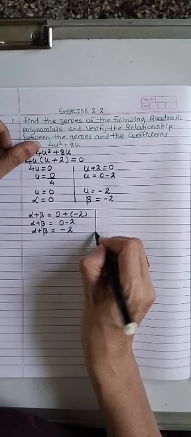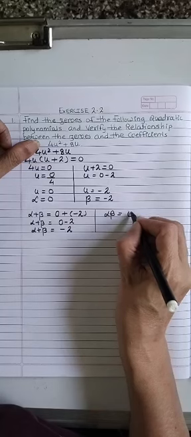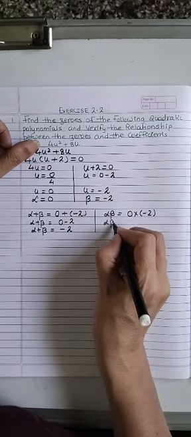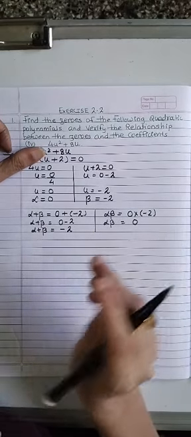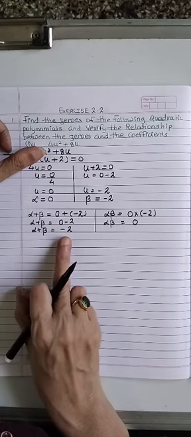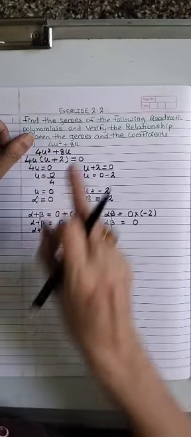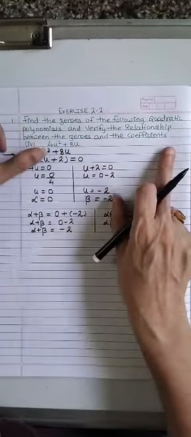Now we will find alpha beta. Alpha beta is equal to 0 into minus 2. Any number multiplied by 0 is 0. So alpha beta is equal to 0. We have alpha plus beta as minus 2 and alpha beta as 0. Now the second part is to verify the relationship between the zeros and the coefficients.